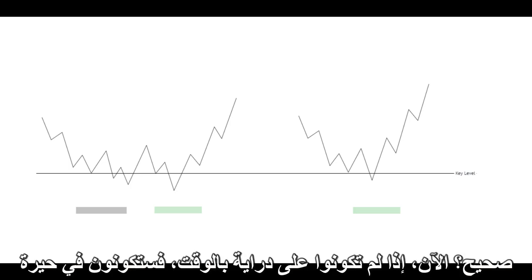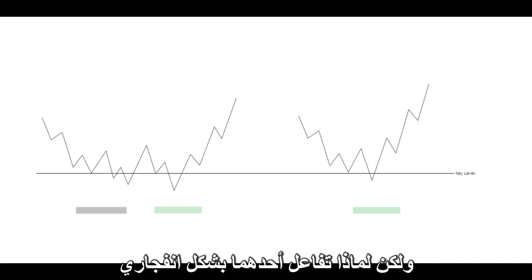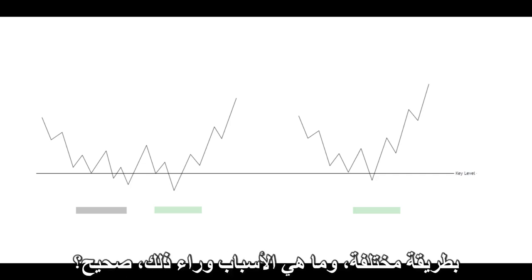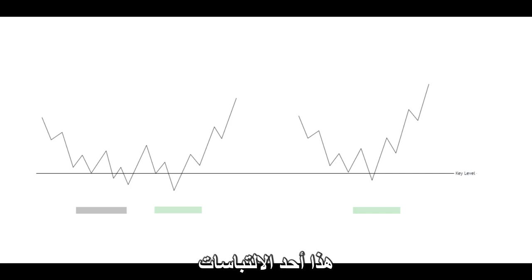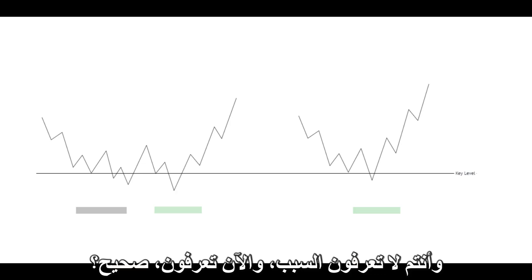Now if you were not familiar with time, then you'd be confused as to why that happened, right? You'd be saying that both of them tested it the same way, but why did one of them react explosively and why did the other react in a different way, and what were the reasons behind it, right? That is one of the confusions that most of you have, like price reacting to key levels differently and you don't know the reason, and now you do, right?